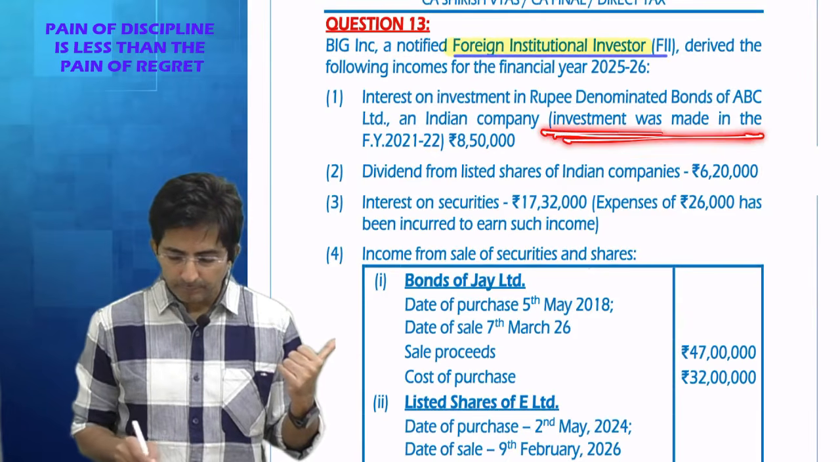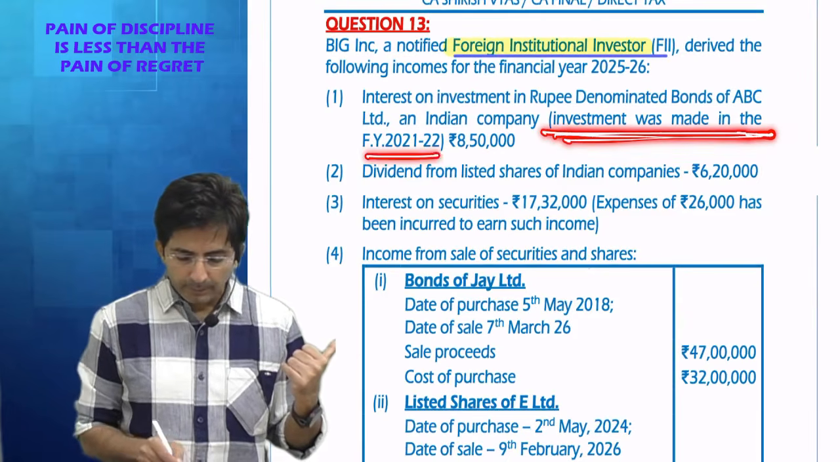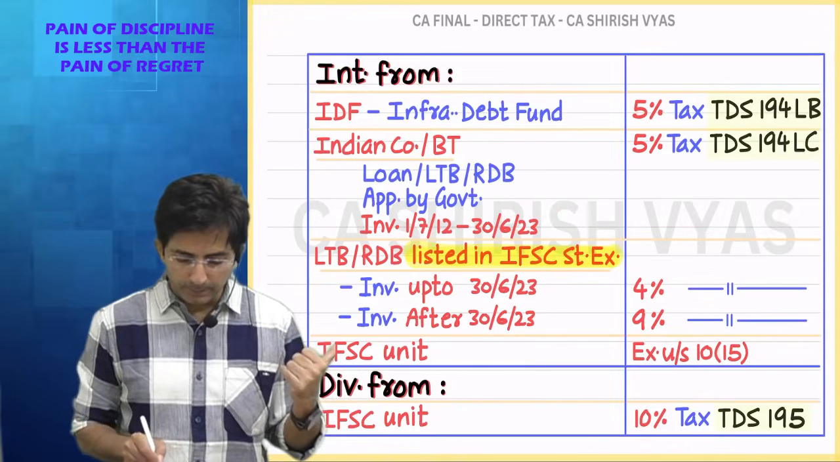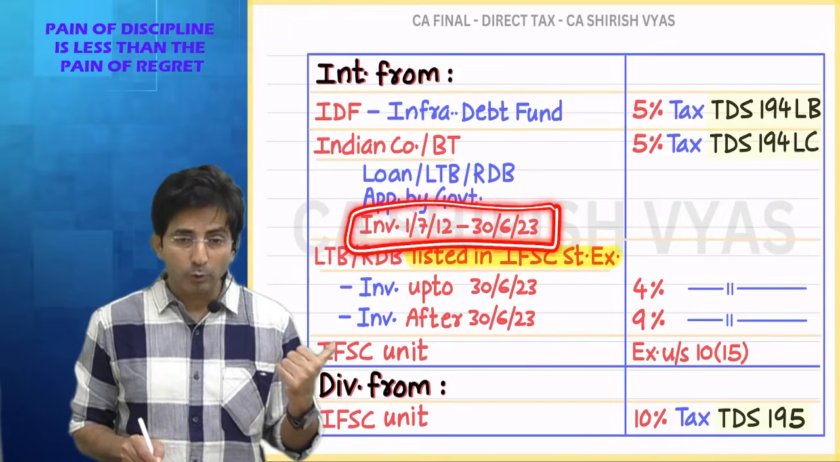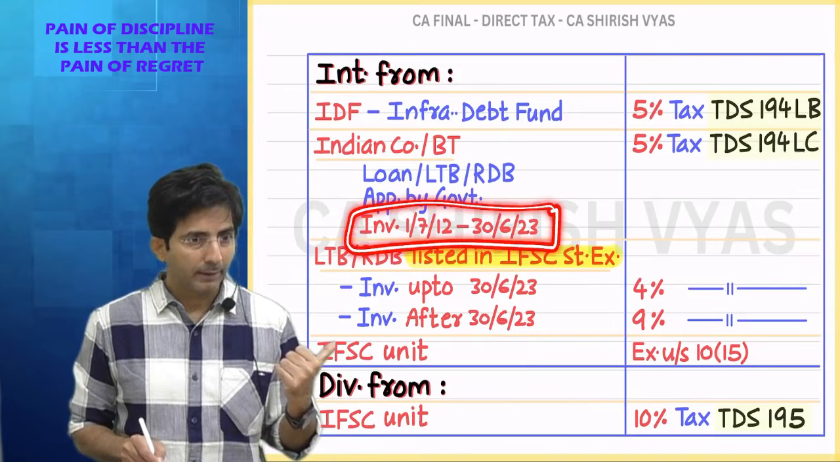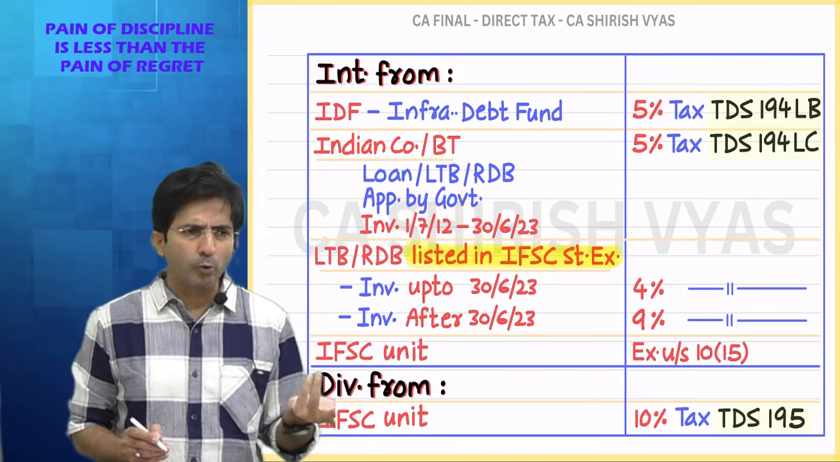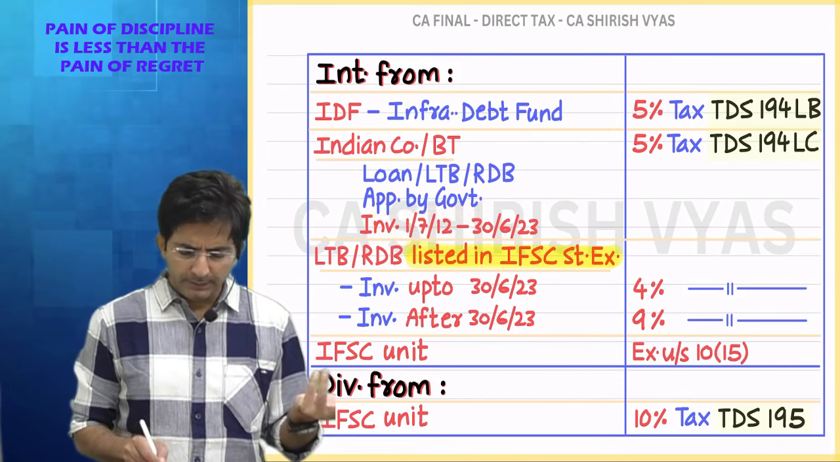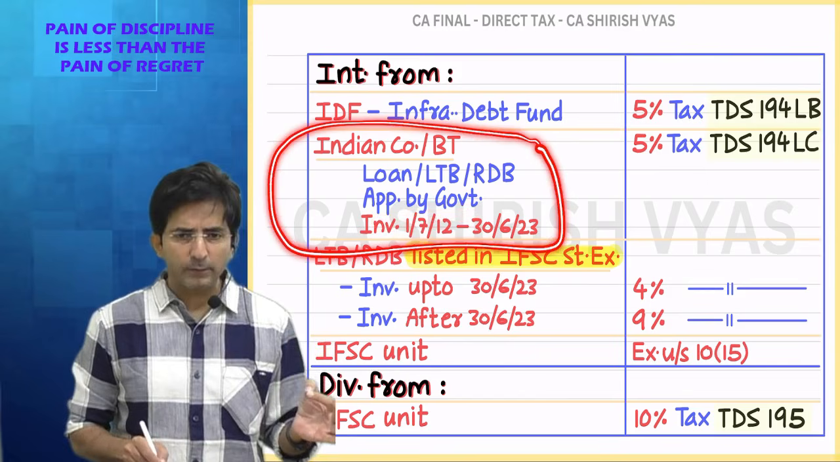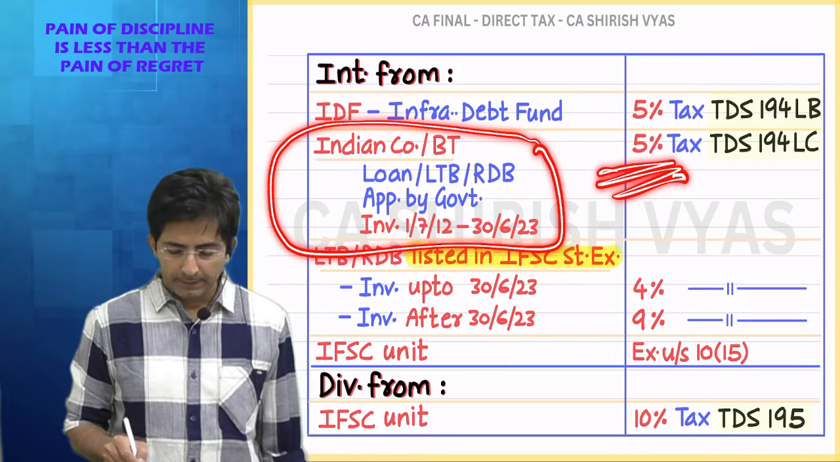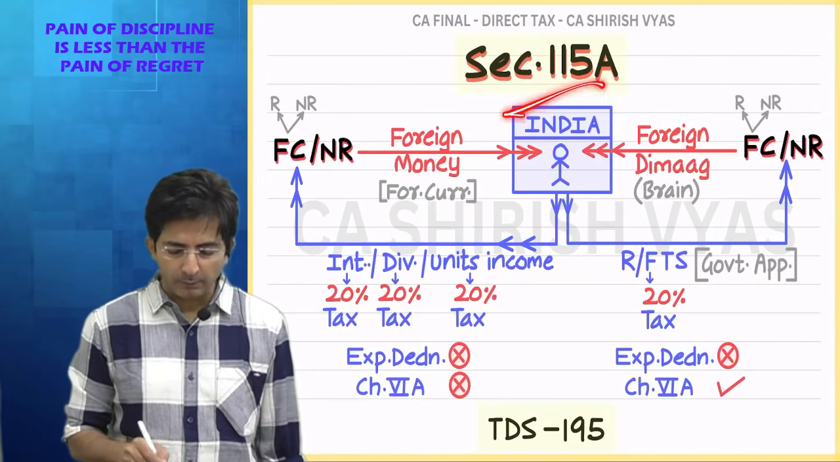Investment was done when? In 21-22. So the investment date is between 1/7/12 and 30th June 23. Okay. And approved by government is not given. So we'll assume approved by government. So these conditions are clearly satisfied. So tax will be as per 5% rate. And under which section I will call this as 115A.